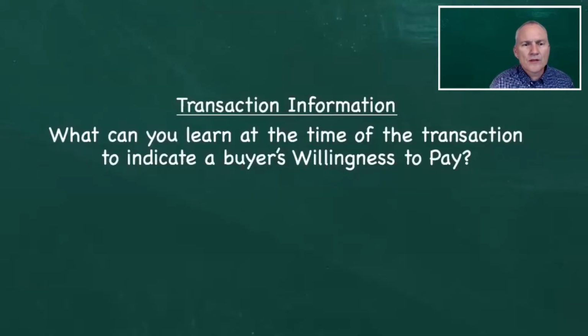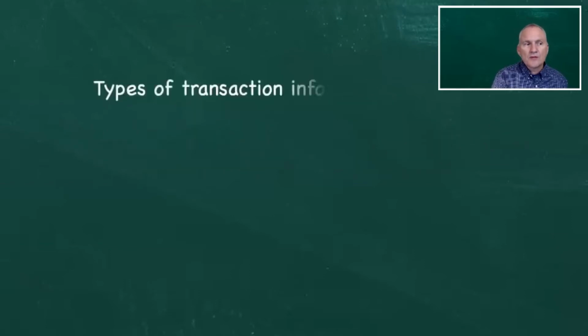Let's jump into this. When it comes to transaction information, what we're talking about is what you can learn at the time of the transaction that's going to help us understand each buyer's willingness to pay. Let's take a look at a bunch of examples of these. Some types of transaction information are really informative to us.